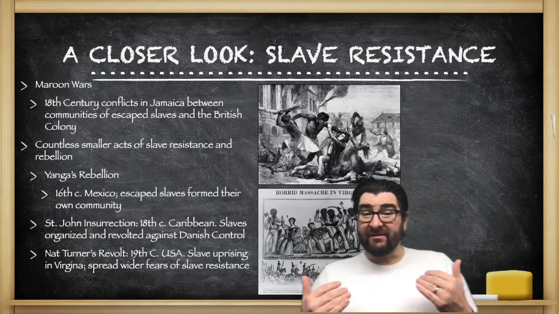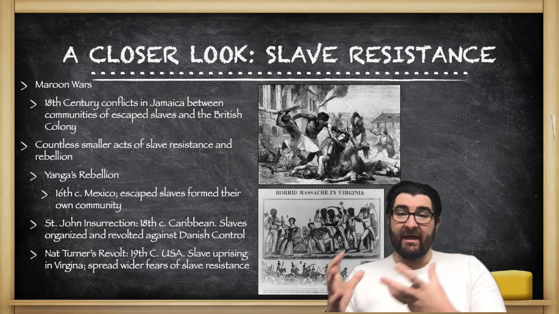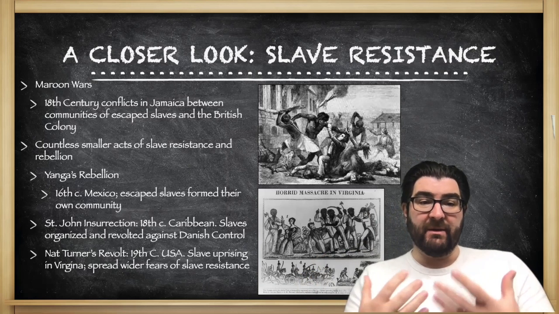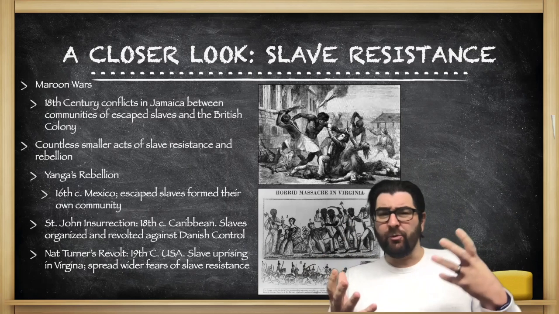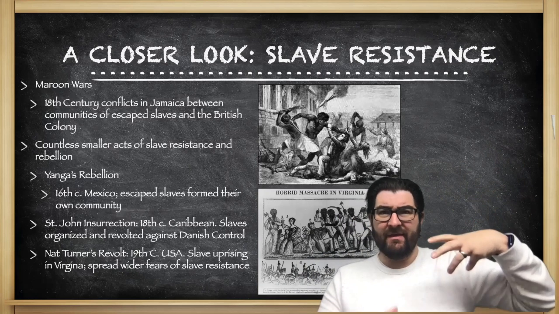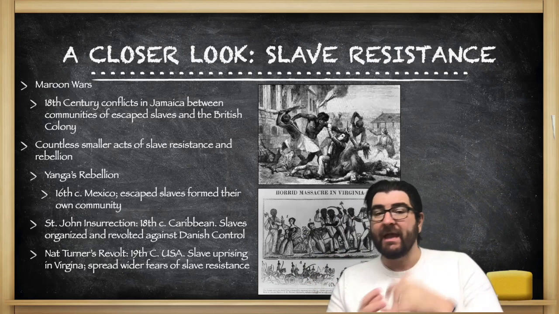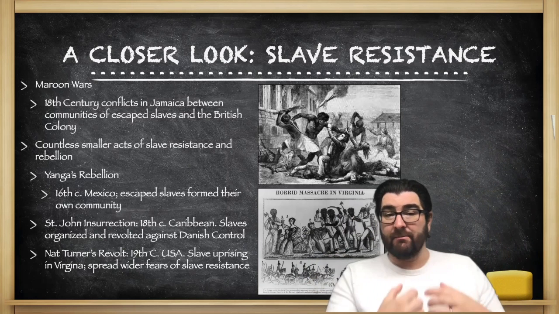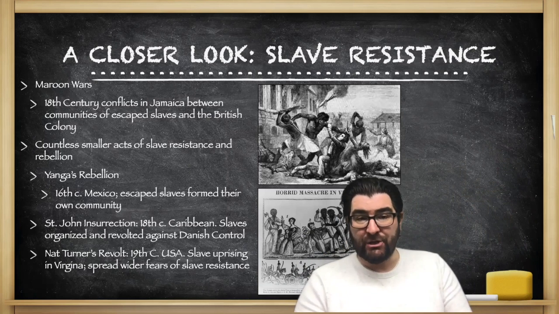With regard to slave resistance, we're going to see this throughout the Americas as enslaved Africans will make attempts to resist their enslavement by European slavers. The Maroon Wars. Maroons were enslaved Africans that had escaped and retreated to the mountains, and they actually established their own communities of escaped slaves in Jamaica, for example. In the 18th century, these Maroons will come down out of their mountains and actually launch attacks in hopes of leading a slave uprising in Jamaica.